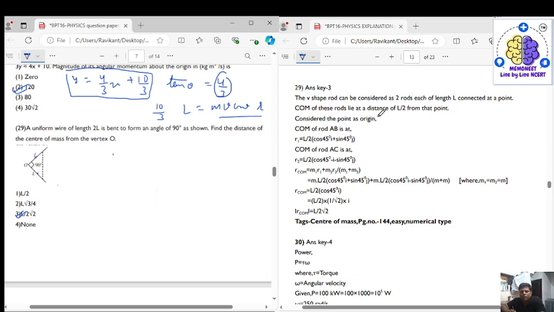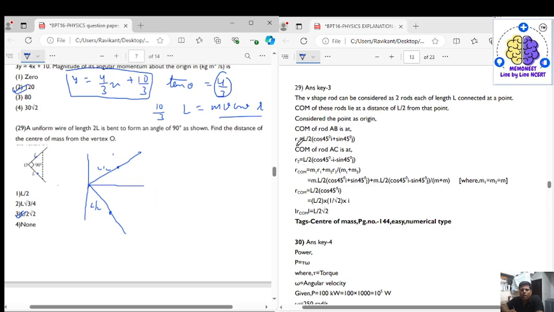Now consider the point as the origin. Center of mass of the rod AB is at. Let this point be at the origin, so I draw it like this. This is your x-axis. This is rod L1, so this will be L by 2, and this is the other rod. This is the middle point, mass concentrated, center of mass. This is equal to L by 2.